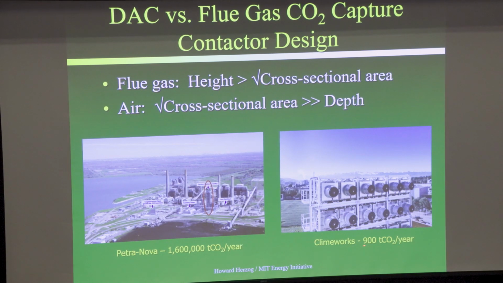Climeworks, and this is only 900 tons of CO2 a year. Your cross-sectional area is much greater than the depth. So even here, basically this is your cross-sectional area, the whole thing here, and your depth is only a couple meters deep. And when you scale this up to get to 1.6 million tons, forgot the number off the top of my head, 1,800 times as much, I think. So you have 1,800 of these. The depth is still the same, but the cross-sectional area is 1,800 times this cross-sectional area. So the cross-sectional area is much greater than the depth.